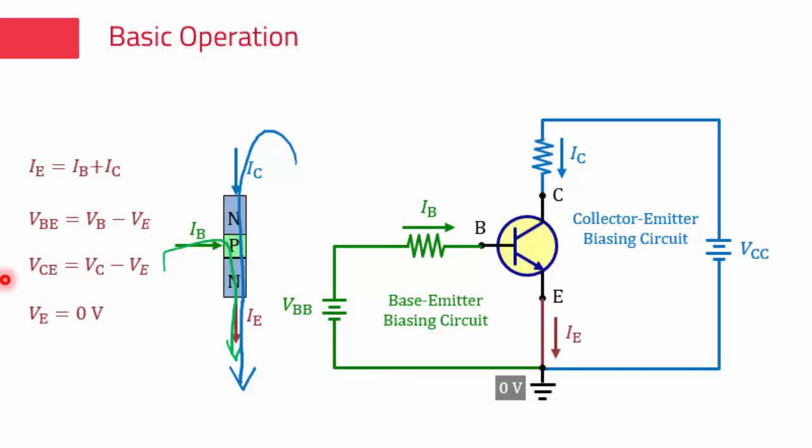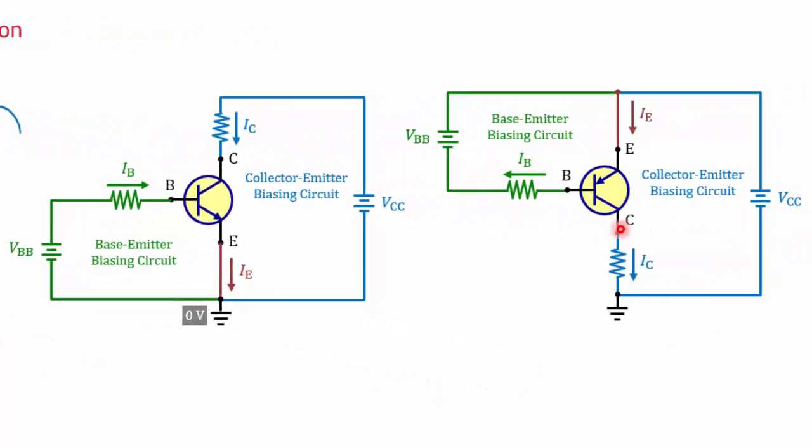Next, we will look into the biasing circuit of a PNP transistor. In this circuit, the emitter is connected to the positive terminals of both power supplies. A base current is driven by VBB and flows through the emitter base junction, a PN junction here. See this green circuit path. And at the same time, a collector current is driven by VCC and flows through the PNP transistor. See this blue circuit path.